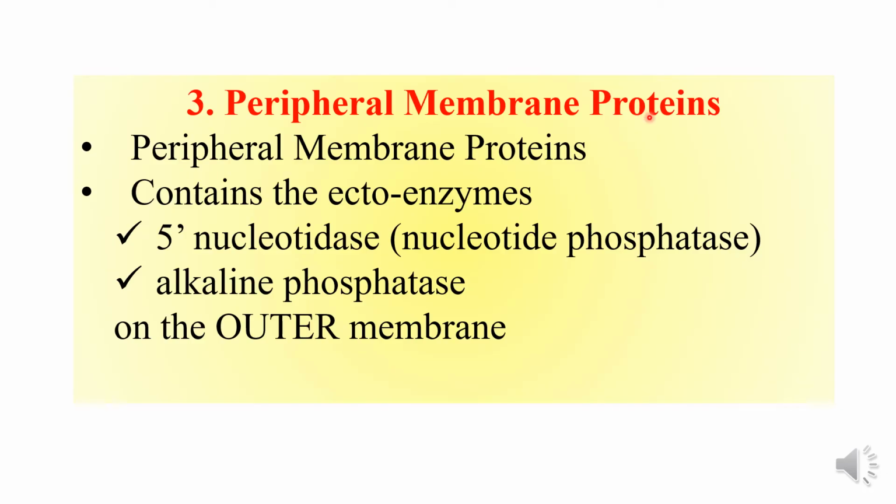The peripheral membrane proteins. These are the proteins that are present on the periphery of the plasma membrane, and either it is facing the extracellular fluid or it is facing the cytoplasm. And these contain ectoenzymes. Examples of such ectoenzymes present in peripheral membrane protein are 5' nucleotidase and alkaline phosphatase. These are present on the outer membrane.